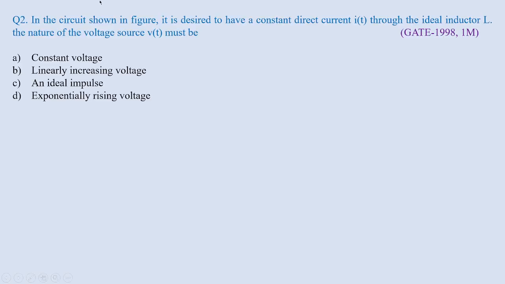In the next question, in the circuit shown in figure, it is desired to have a constant DC, that is direct current I of t through the ideal inductor L. The nature of the voltage V of t must be, the options given are constant voltage, linearly increasing voltage, an ideal impulse, and exponential rising voltage. So this question was asked in GATE 1998 for 1 mark.